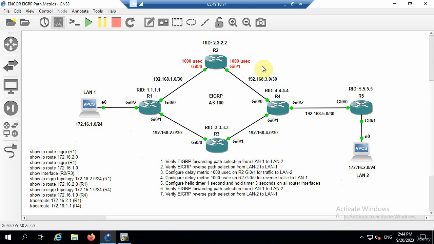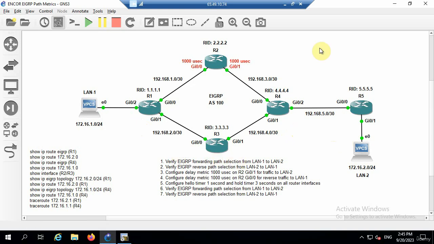What I'm going to do here is first verify current path forwarding. Then I'm going to change the delay on R2 for both inbound and outbound interfaces, and increase it to 1000 from the default. That will make R1, R2, R4 a higher metric path than R1, R3, and R4. I should see packet forwarding to LAN 2 from R1, R3 to R4, and also in the reverse direction as well.